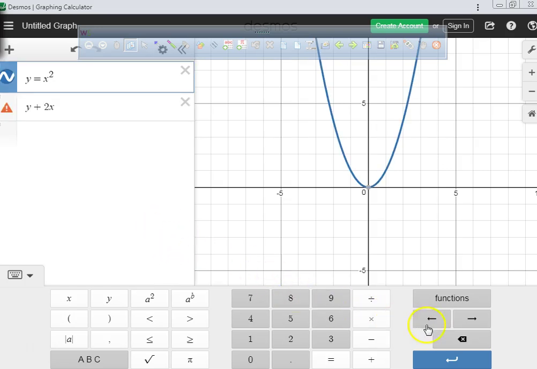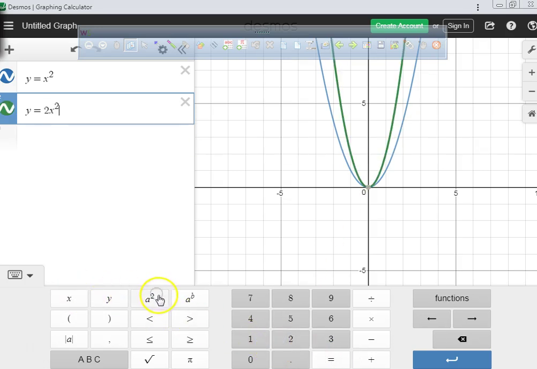Oh, hold on. We're going to go back. No, hold on. Stay right there. Y equals 2x squared. What do you guys notice about the green versus the blue? It's close. Now, remember, I told you guys to write down 2 words in your journal. What word best applies? It's narrow. Good.